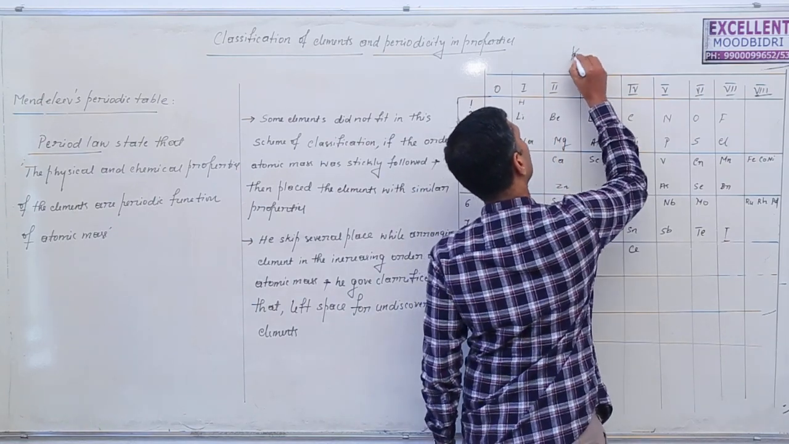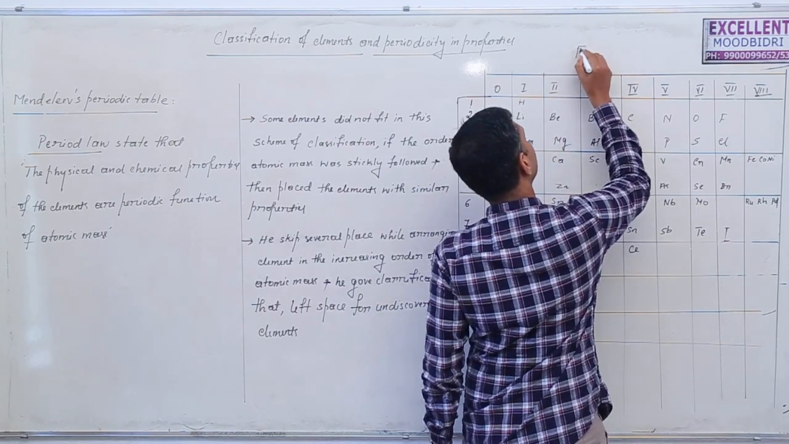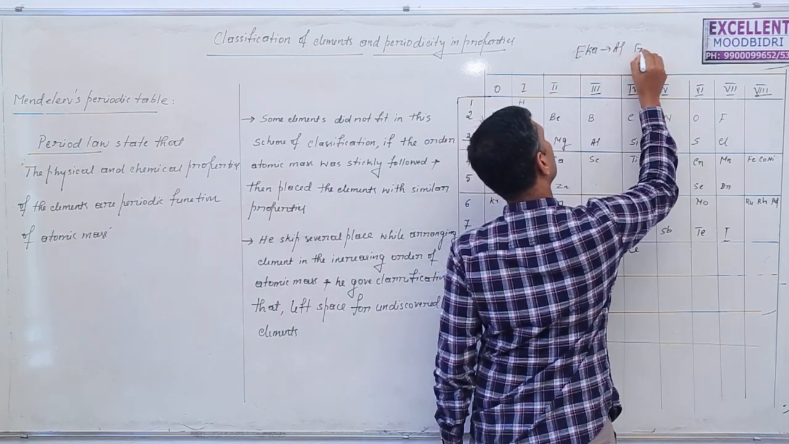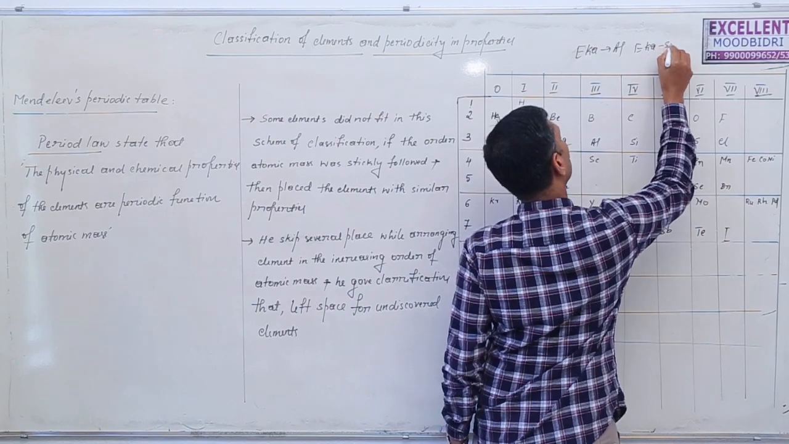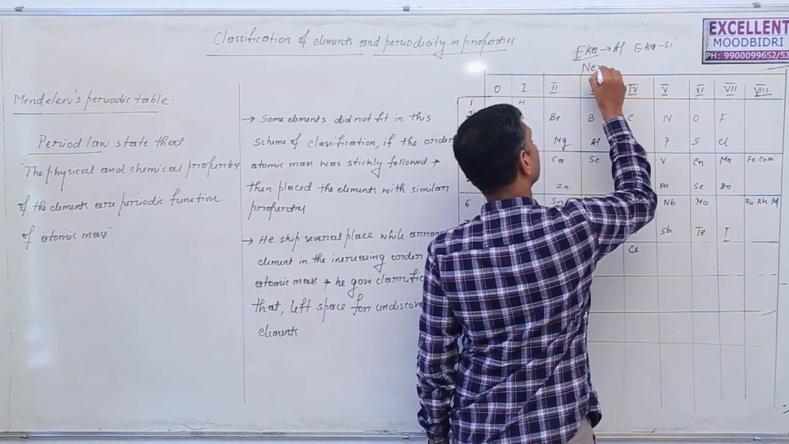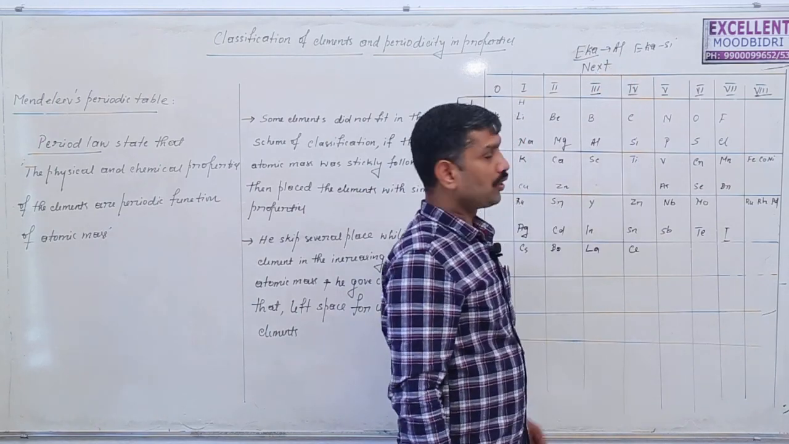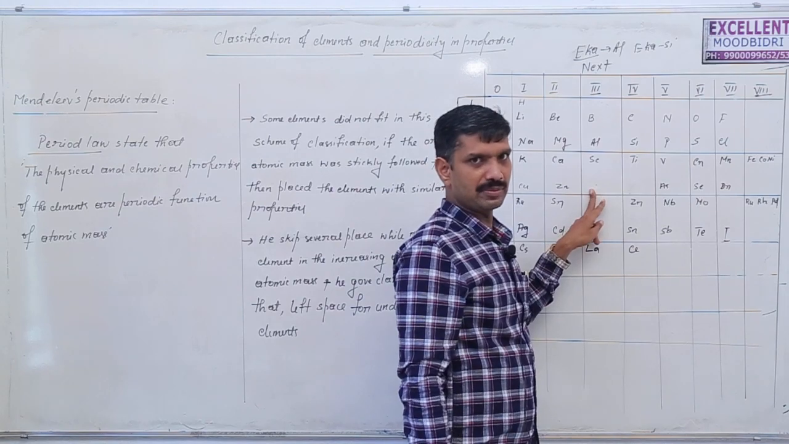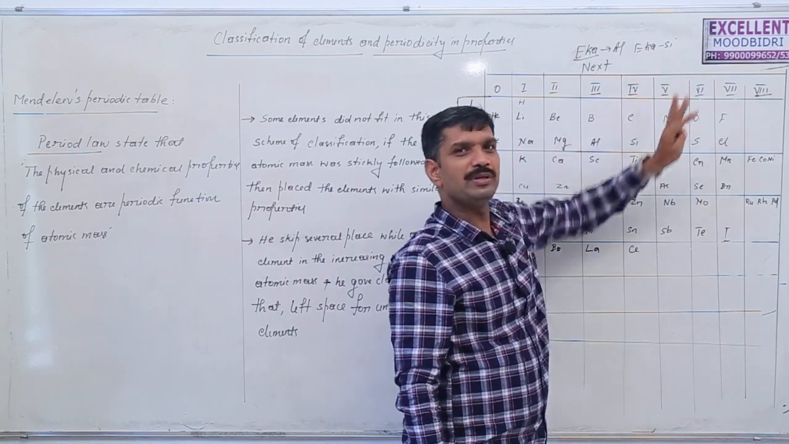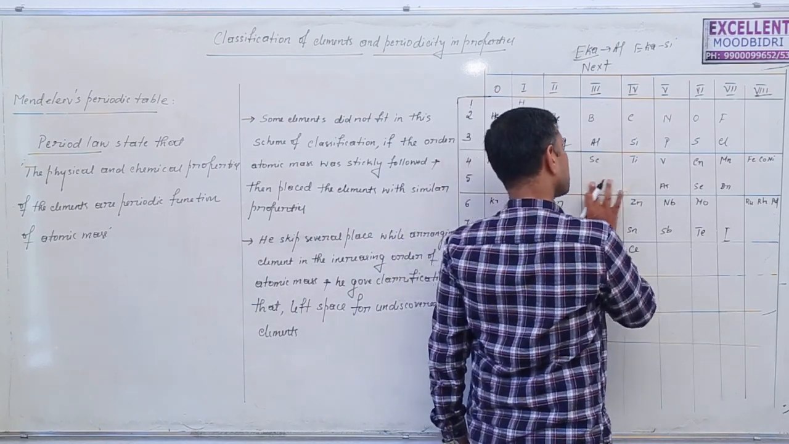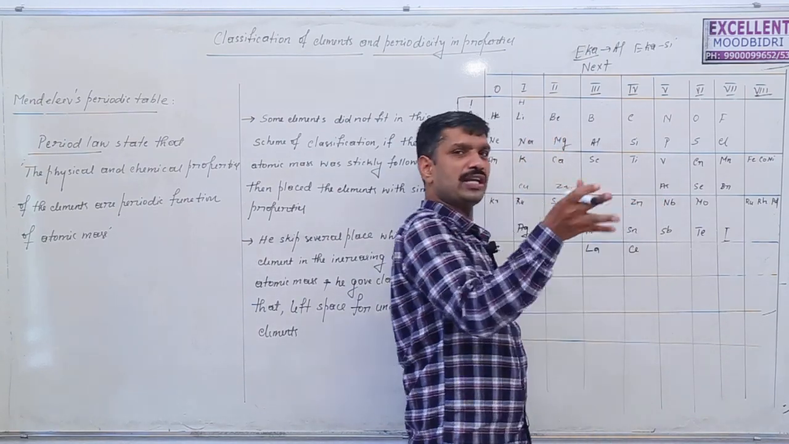That's called Eka aluminium or Eka silicon. Actually, Eka means next. Okay, next after aluminium, the next element comes gallium, or after silicon, the next element comes germanium. So he left some space for the next elements.